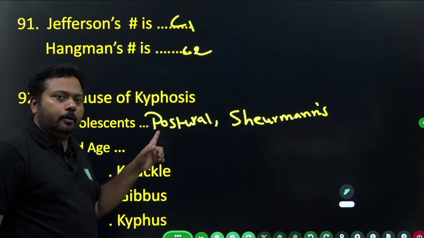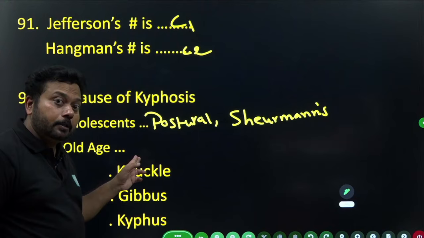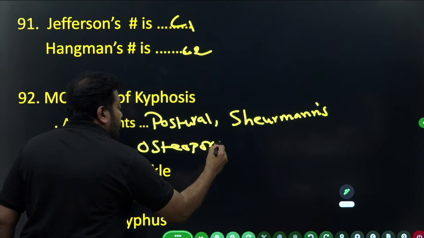The most common cause of kyphosis in old age is osteoporosis.